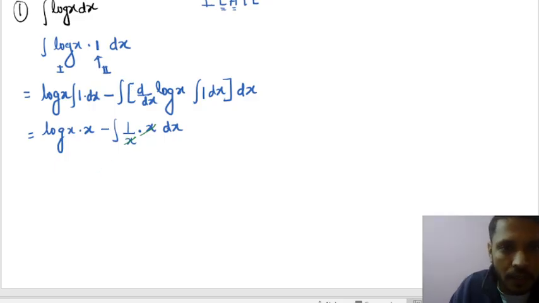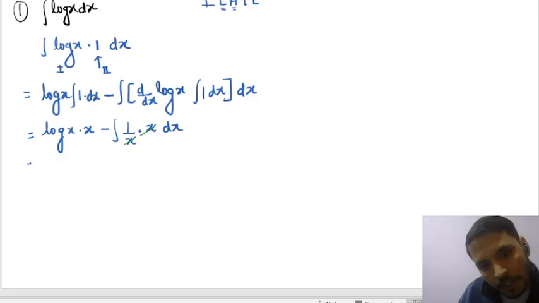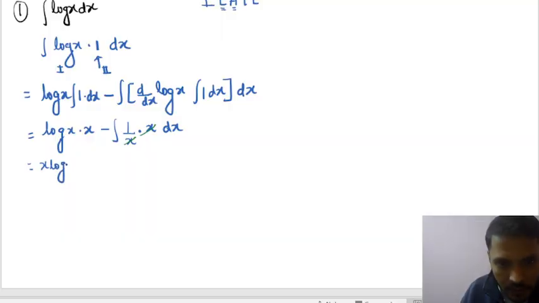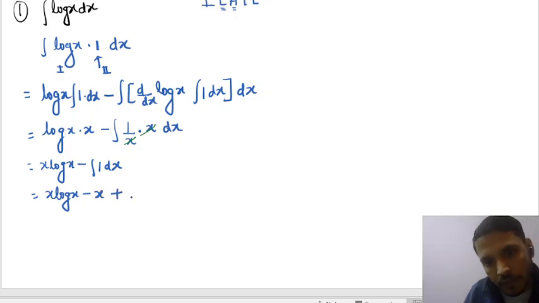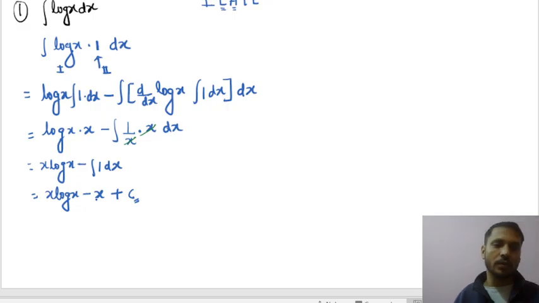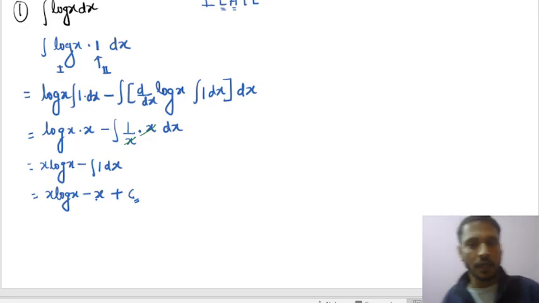Now I am writing x first, and then log x, just rearranging the terms. Here we have minus integration of 1 into dx, and as you know, integration of 1 is again x. That means we get x into log x minus x, and at last plus c. So this is our final answer for this example.